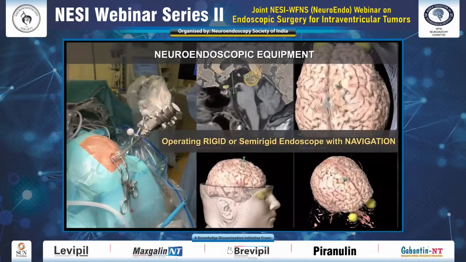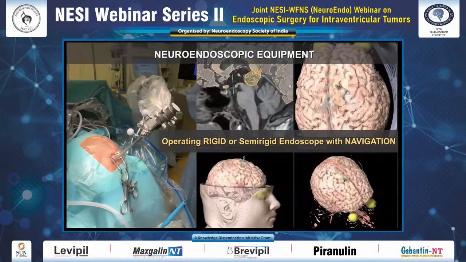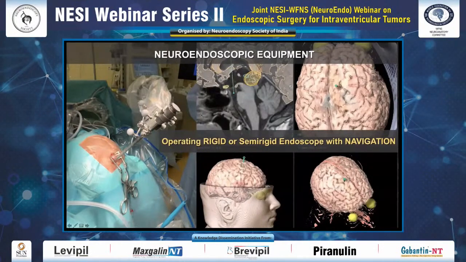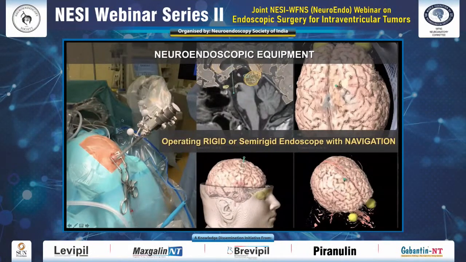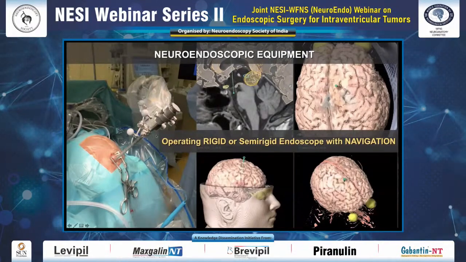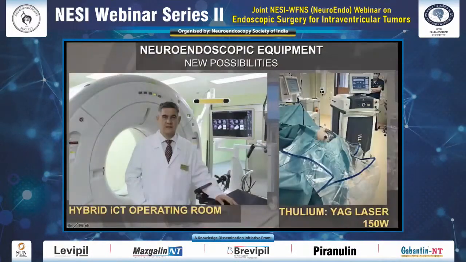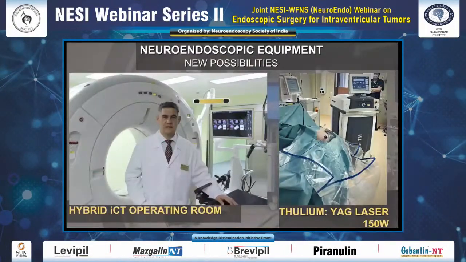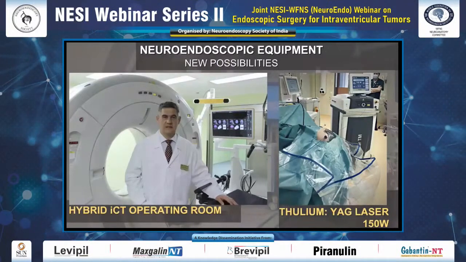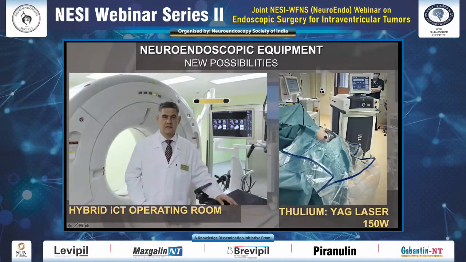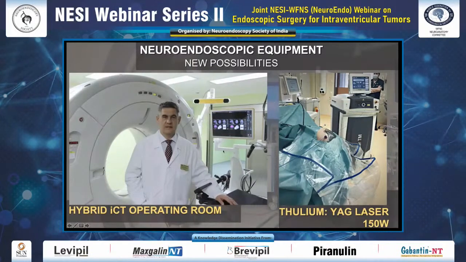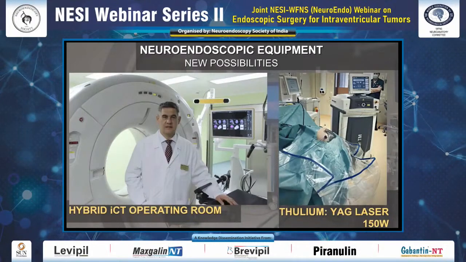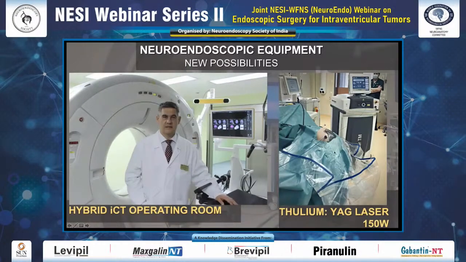Also very important in endoscopy now is the neuronavigation system. We use the neuronavigation system to navigate the operation site of the endoscope, and it is very important, especially in difficult cases. New possibilities also open new horizons for this kind of surgery. For example, we have a hybrid CT operating room with a navigation system, which gives great possibilities, for example for orientation.